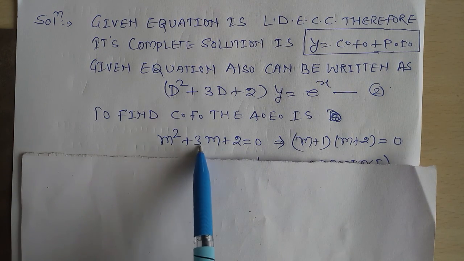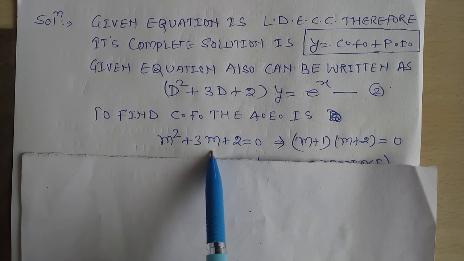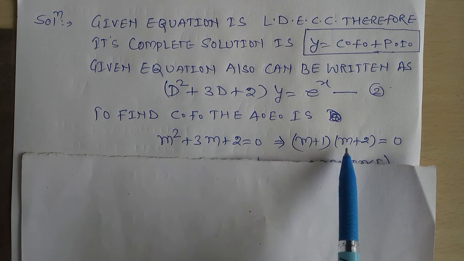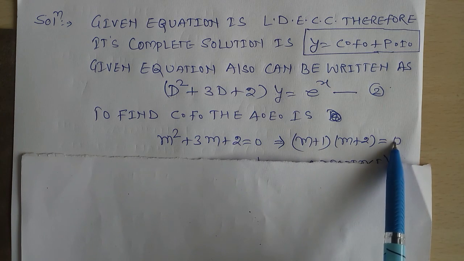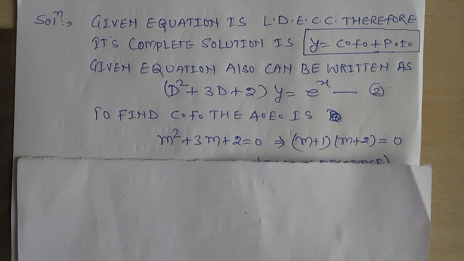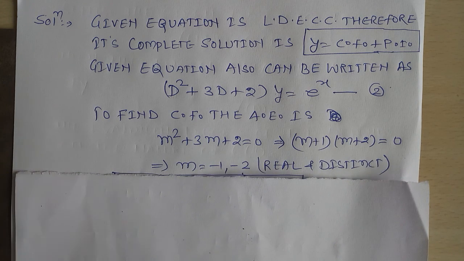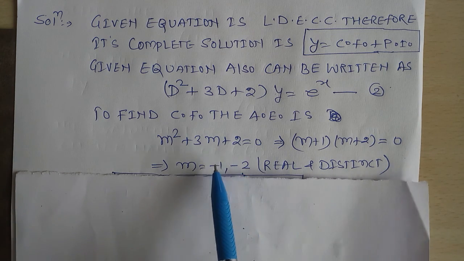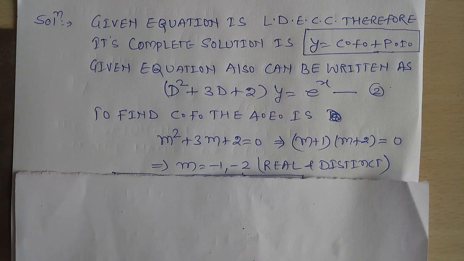So this is a quadratic equation in m, which gives two values of m. Now the factors of this quadratic equation are (m plus 1) into (m plus 2) equal to 0. So this gives m equal to minus 1 and m equal to minus 2. So the roots of the auxiliary equation are m equal to minus 1 and minus 2. Both roots are real, they do not contain iota, and both roots are distinct. They are different, one is minus 1 and the other is minus 2. So this is the case of the complementary function when the roots are real and distinct.